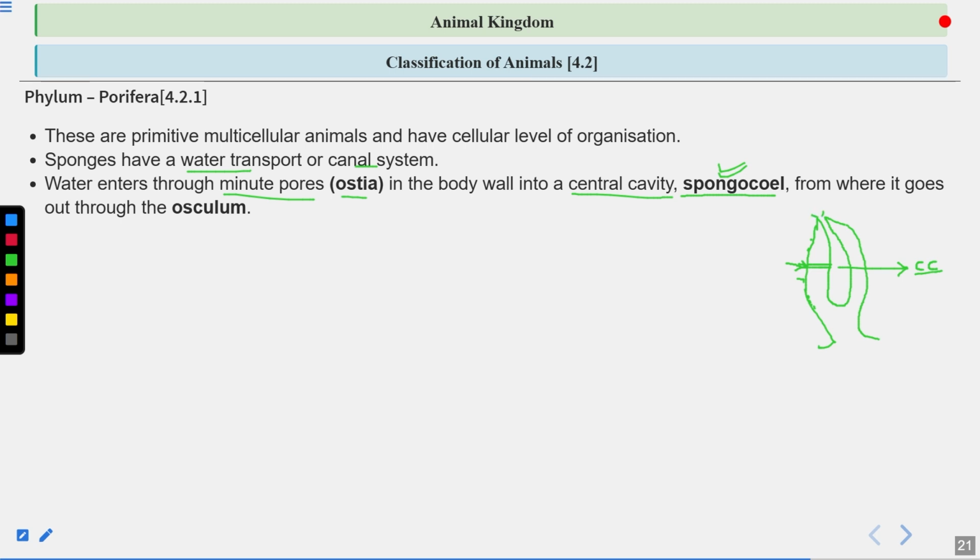And here at the mouth, this opening is called the osculum, right? This is the osculum, and this is the ostia. So this makes the central cavity, and this makes the canal system. From the ostia, the water enters the central cavity or spongocoel and comes out from the osculum. Okay.